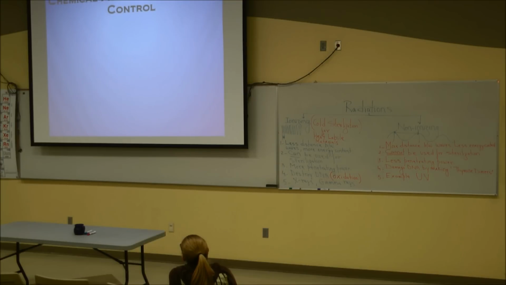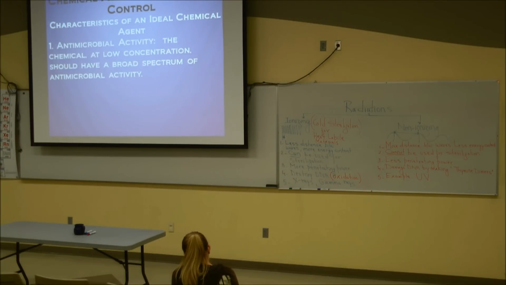Now let's talk about, done with the physical agents, the chemical agents that are commonly used in everyday life, like alcohol, iodine, chlorine, and so on. Before we do that, we are going to go through the terminologies associated with these chemicals and the characteristics of an ideal chemical. Okay, what are some of the good characteristics of a chemical that is effective against microorganisms?